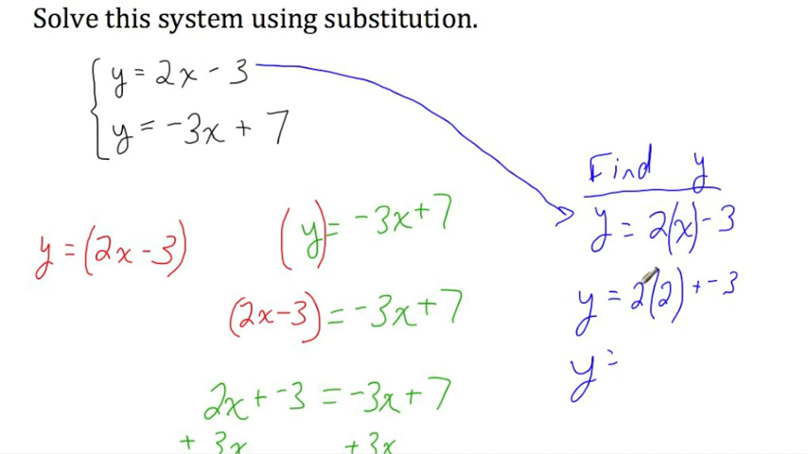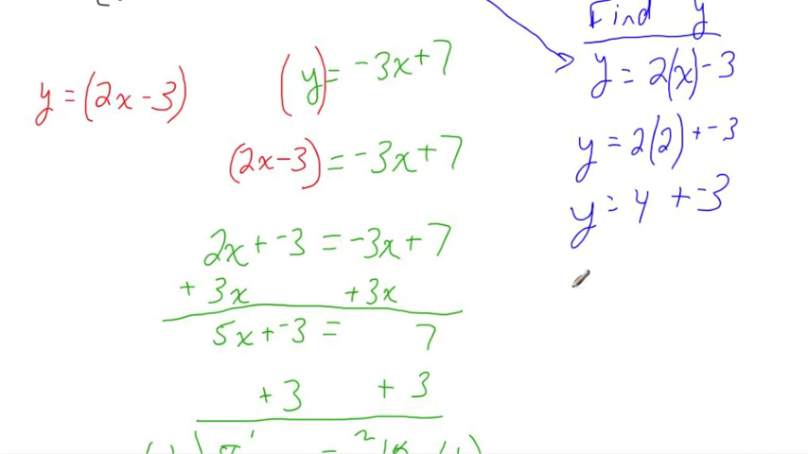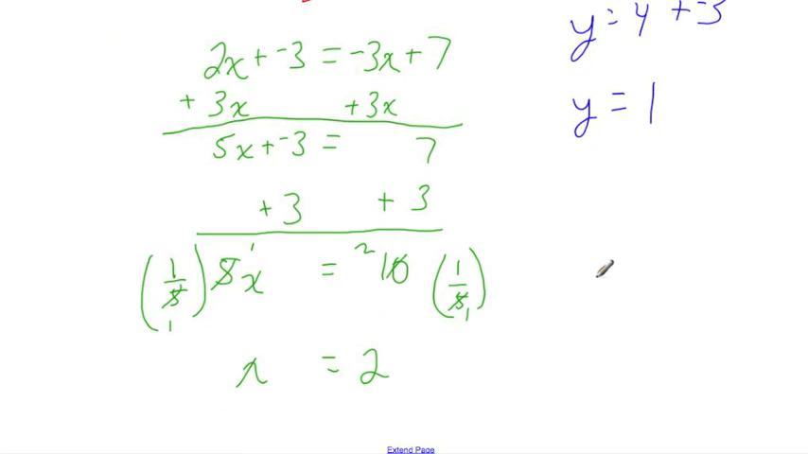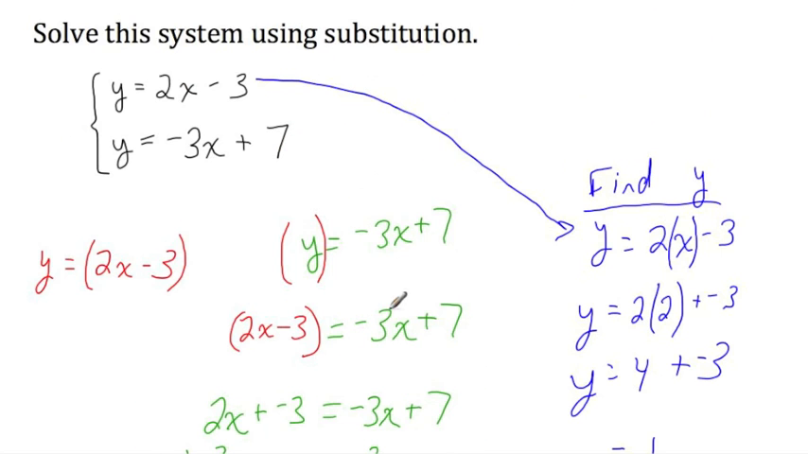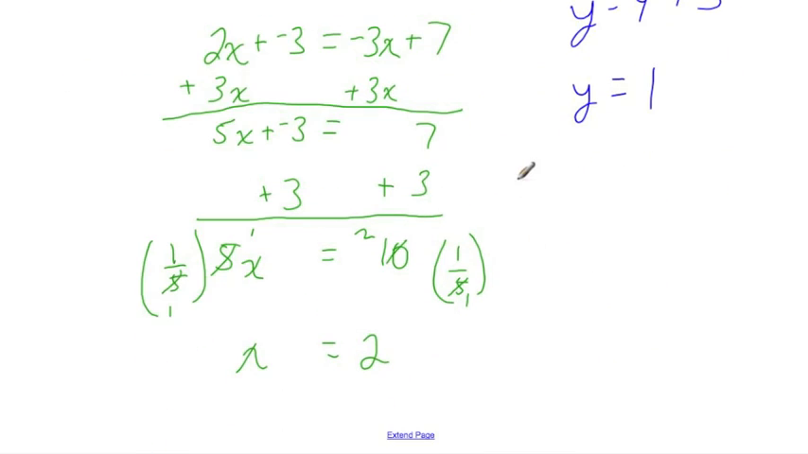And continue simplifying. 2 times 2 is 4. And so y equals 4 plus negative 3, which is 1. So I now know that x equals 2 and y equals 1. I found both of the variables. Remember, when you're solving a system, you need to find all of the variables, which I have done.